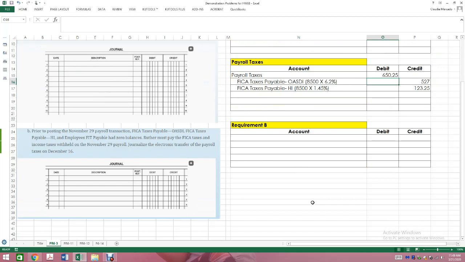Prior to posting the November 29th payroll transactions, FICA taxes payable OASDI, FICA taxes payable HI, and employees' federal income tax payable had zero balances. So what are they telling us here? They're telling us that before this entry that we had in our books, those three accounts had a zero balance. Okay, so they don't have anything in it. They're zero. Ruther must pay the FICA taxes and income taxes withheld on November the 29th payroll.